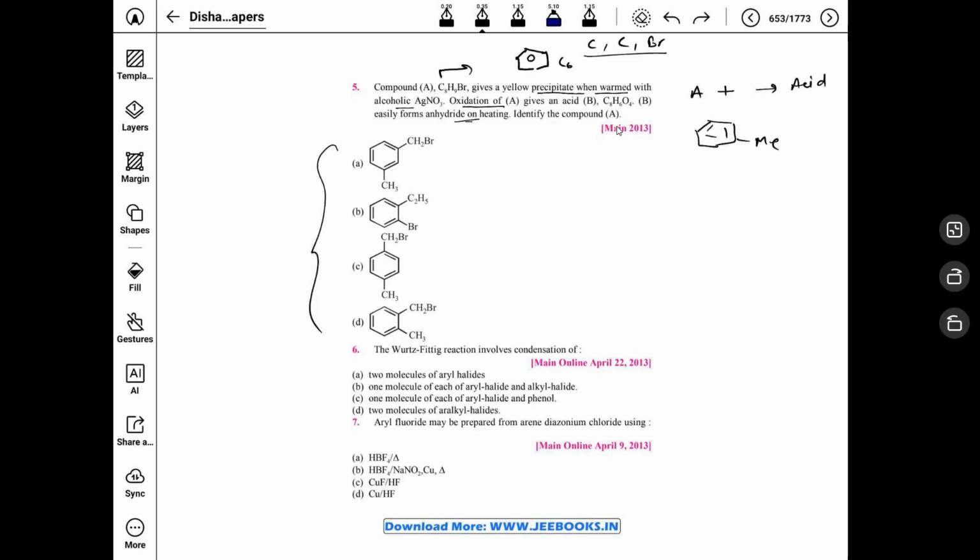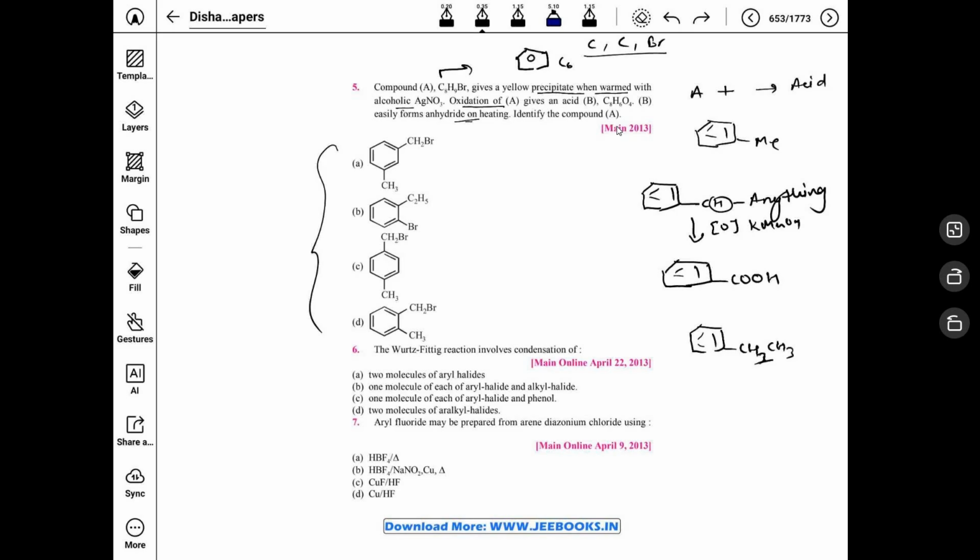But we don't know how it is aligned. But we should remember that a benzene ring having a benzyl carbon with at least one hydrogen and anything else attached, on oxidation with KMnO4 gives carboxylic acid. This we know clearly. So if you have methyl or ethyl, it can give you oxidation to carboxylic acid.